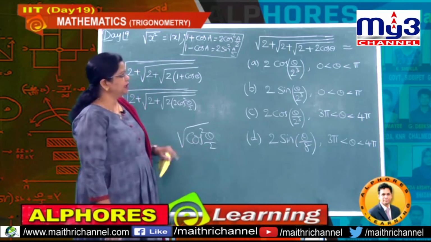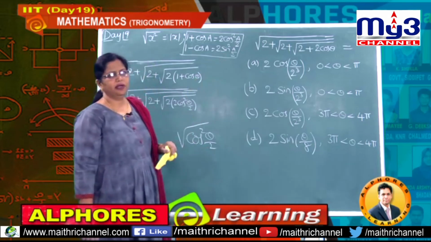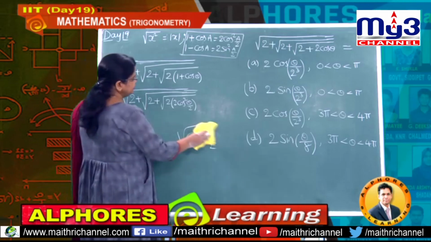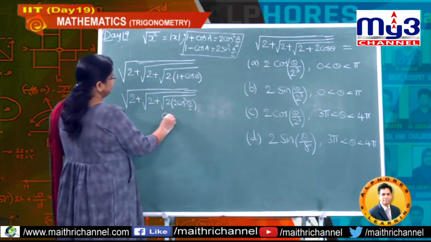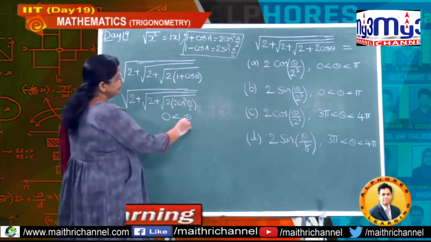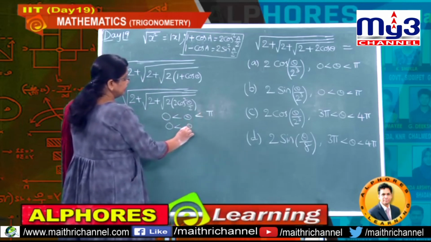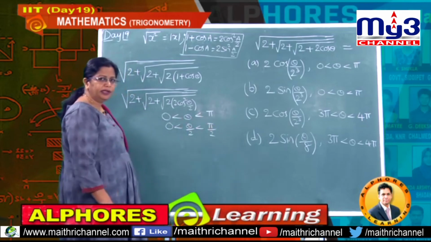So what is theta by 2? Let us have a glance. Suppose you take 0 less than theta less than pi, understand? So 0 less than theta less than pi if I take, what is the value of theta by 2, students? Let us divide by 2. So 0 less than theta by 2 less than pi by 2. Okay, got it till here?